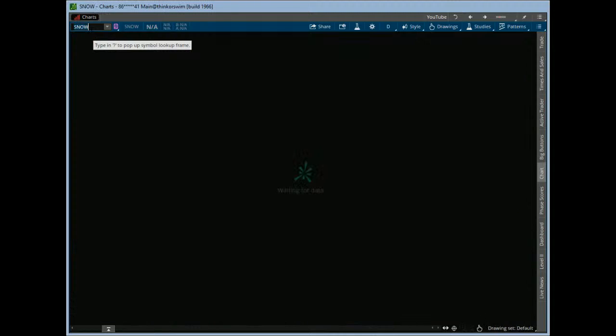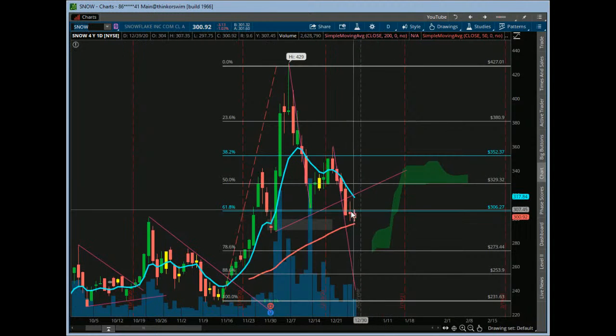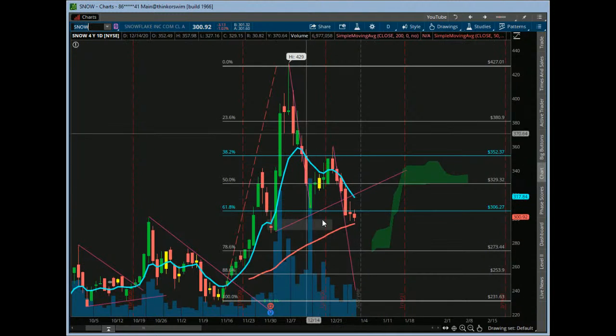Let's take a look at SNOW. Snow again could be a double pause day right here. Watch out for this one, right? Increased volume right here. If it gets below that 50-day moving average, remember my projected move down, a symmetrical move, could be pretty nasty for a zigzag move down.